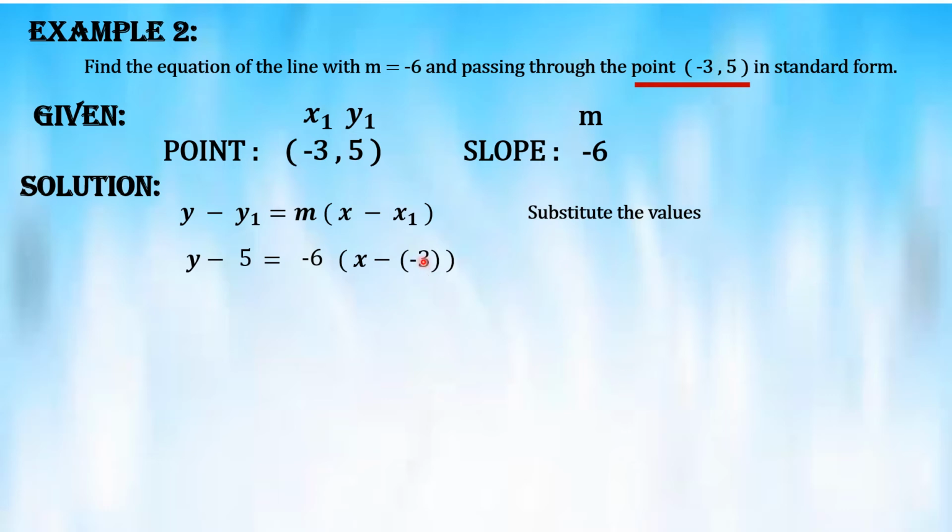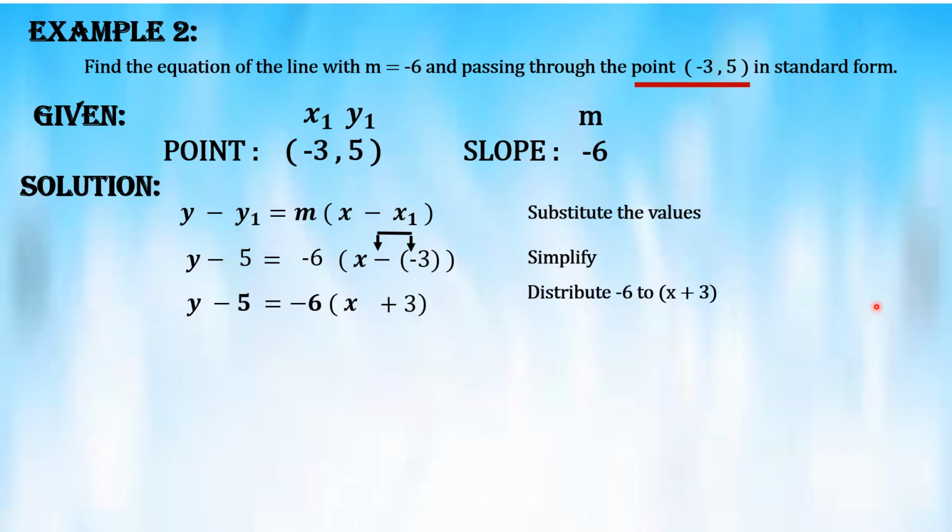So it becomes negative 3. This is what I said earlier: when we have a part with two negatives beside each other, we simplify it first. We just apply the multiplication rule. Negative times negative becomes positive. Okay? So just copy y minus 5 equals negative 6 times x. Negative times negative is positive, then copy 3.